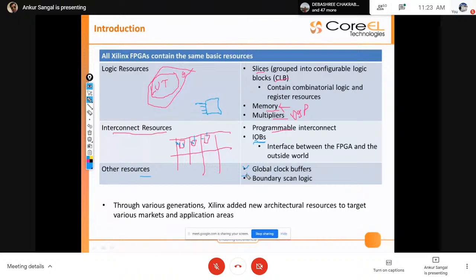Boundary scan logic and JTAG are also available inbuilt in your FPGA device. With the help of these, you can check how much programmable space is available for your programming. With the help of this space, you can easily utilize it. So these are the resources available.